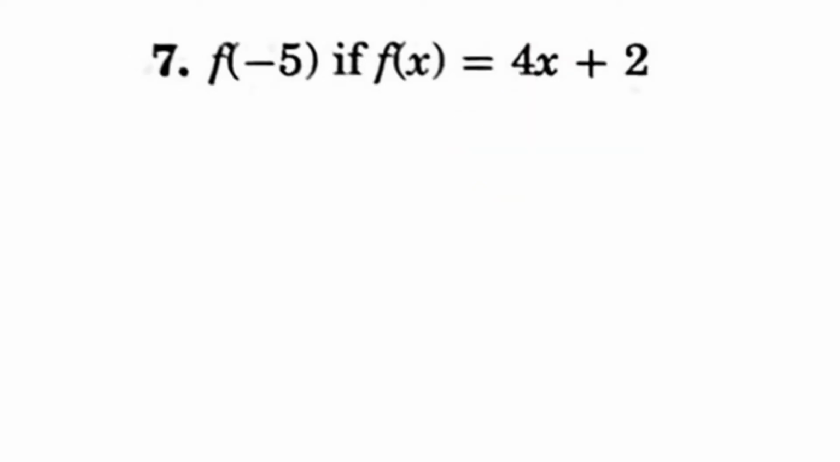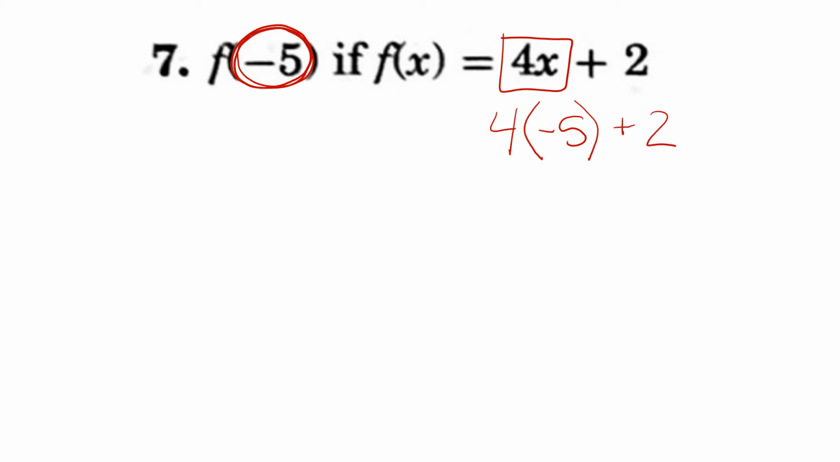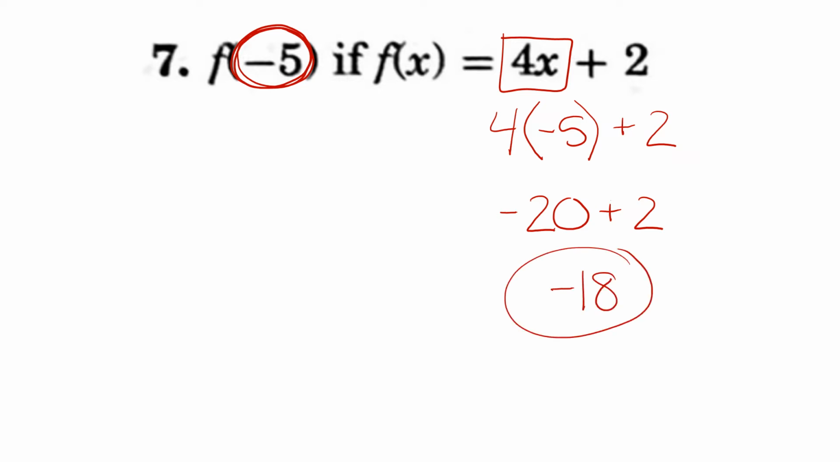Number 7 is f of negative 5 if f of x equals 4x plus 2. The 4 and the x side by side means multiply. So when we do 4 times x, we use the number in parentheses, negative 5. So 4 times negative 5. The plus 2 stays the same. 4 times 5 is 20. 4 times negative 5 would give us a negative 20. Negative 20 plus 2 is going to give us negative 18 as our final answer.